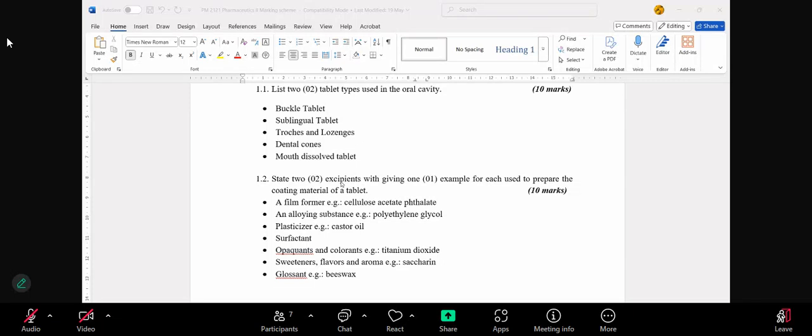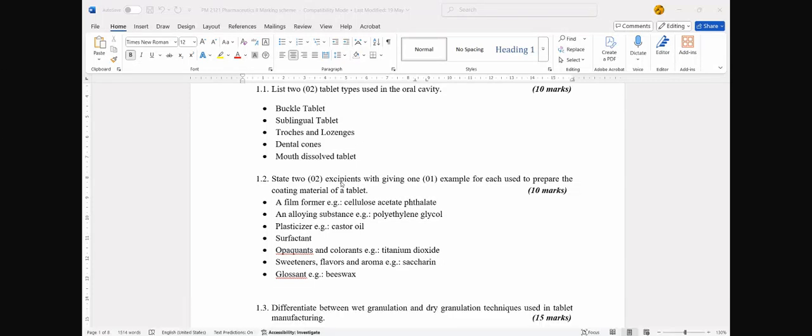Which you use in the cavity means you don't swallow them, right? So sublingual, buccal, troches, lozenges, dental cone, mouth dissolved tablets, right? Okay, state two excipients, giving one example for each, used to prepare the coating material of a tablet, right?